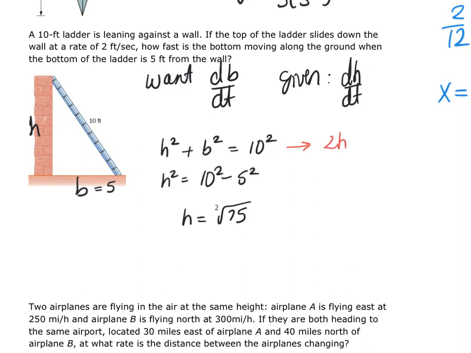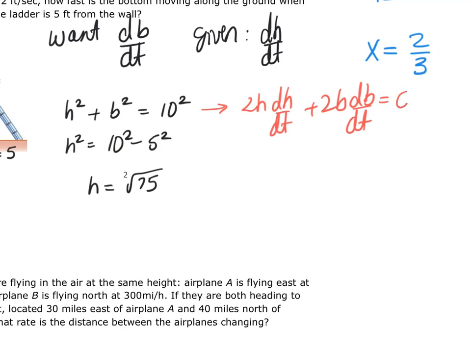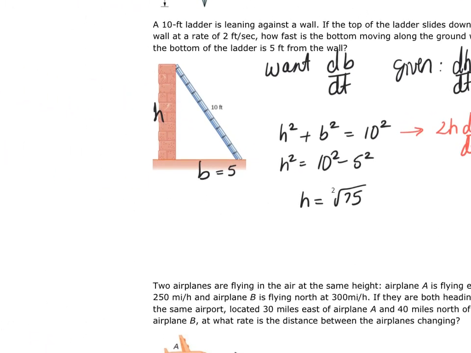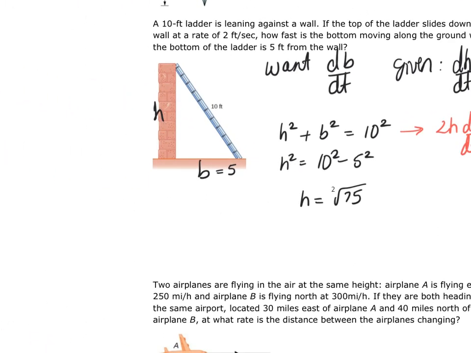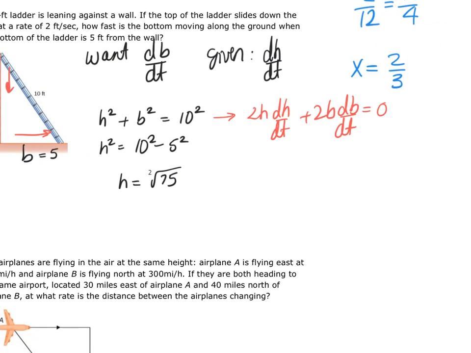Okay, so you get 2h dH/dt plus 2b dB/dt is equal to 0. Now we have to talk about directionality. If we are going down, that means negative. If we are moving away, that means negative. If you come up with negatives, that doesn't mean it's wrong. It just means your directions are now involved. So once you do that, you just plug everything back in and you get an answer.